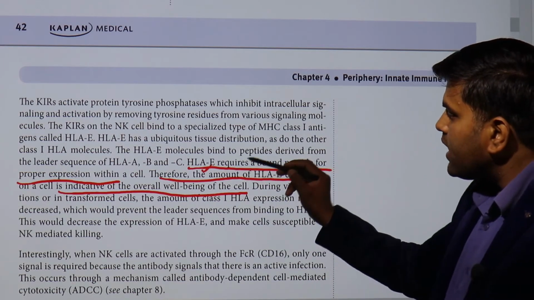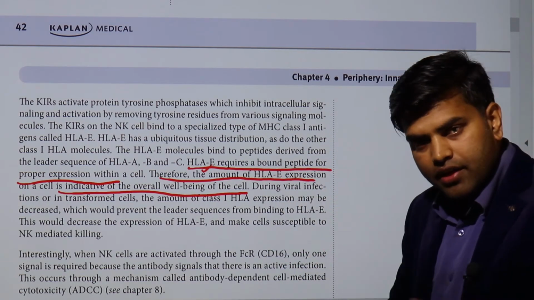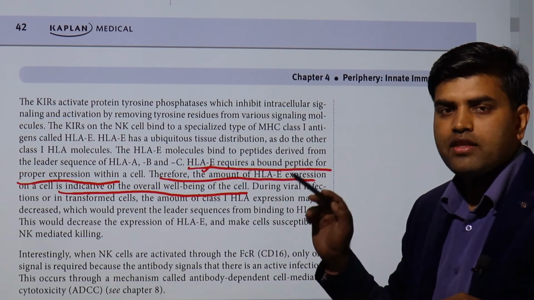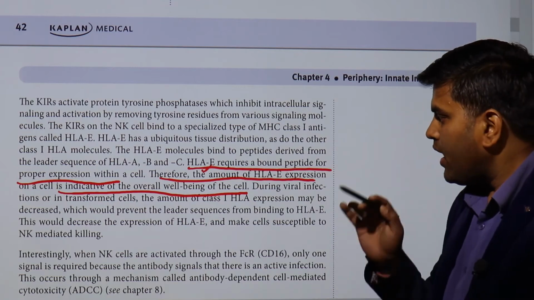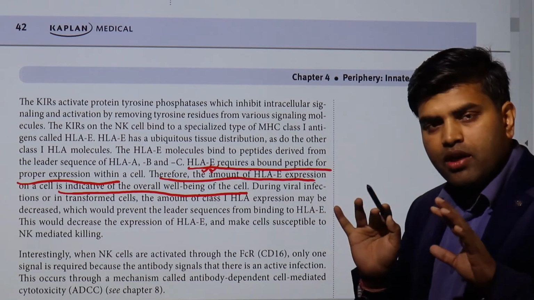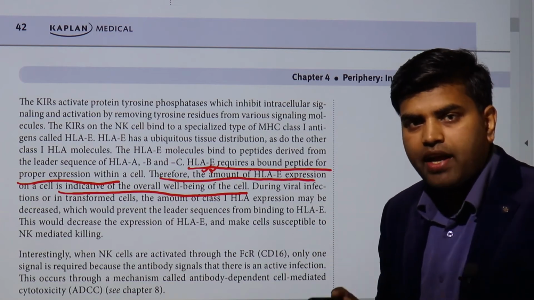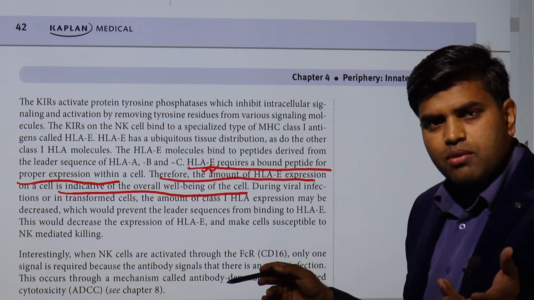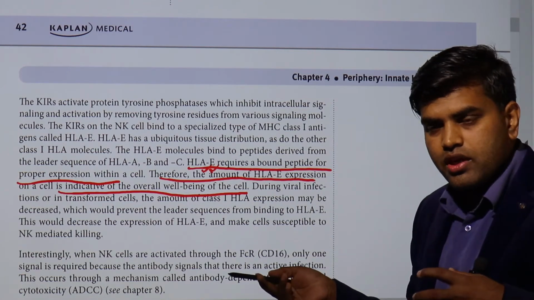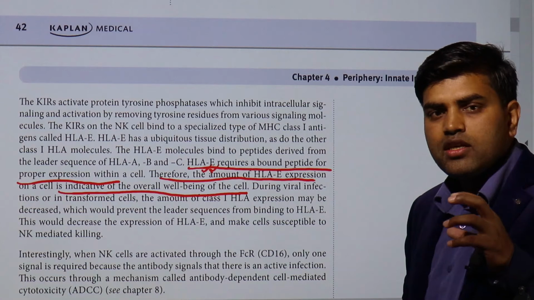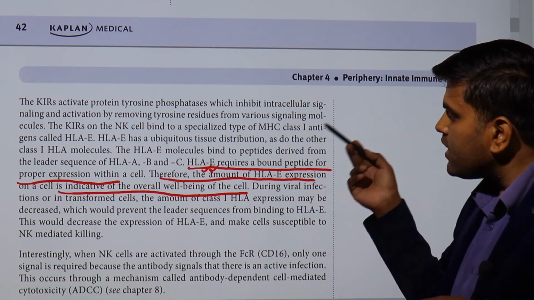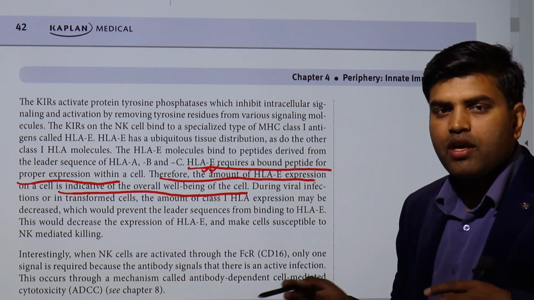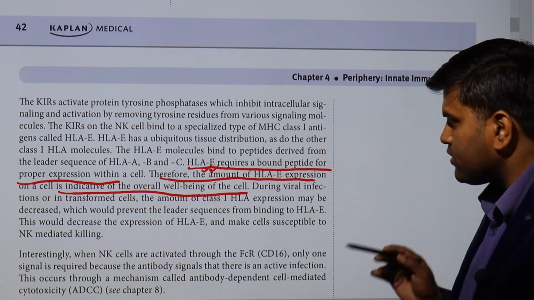So if HLA-E is there on the cell, then it will bind to the killer inhibitory receptor and the cell will not be killed. That you have to understand. If the cell is fine, if the cell is well, if the cell has no problem, why do we need to kill our own cell? And what indicates the cell is okay? The presence of HLA-E on the cell surface. If there is HLA-E on the cell surface, it will bind with the NK cell inhibitory receptor, and your cell will not be killed. So that you have to understand.